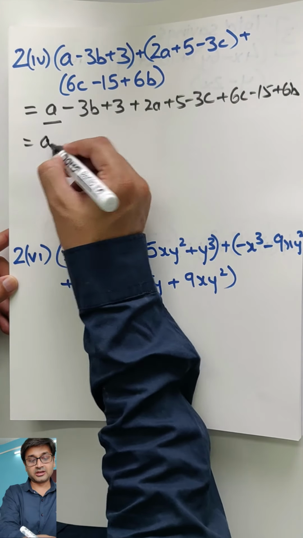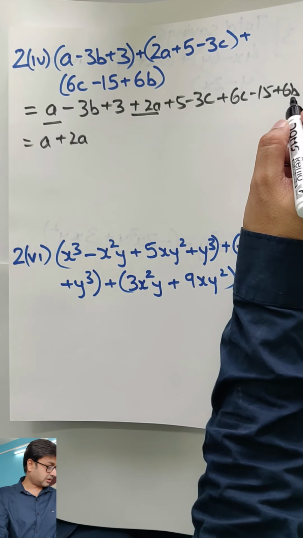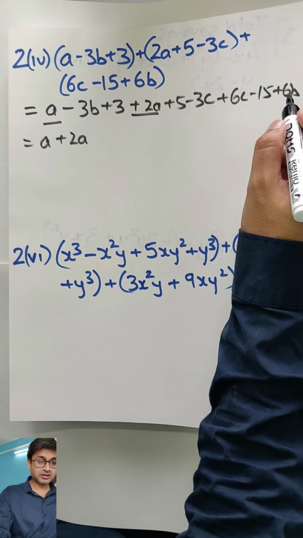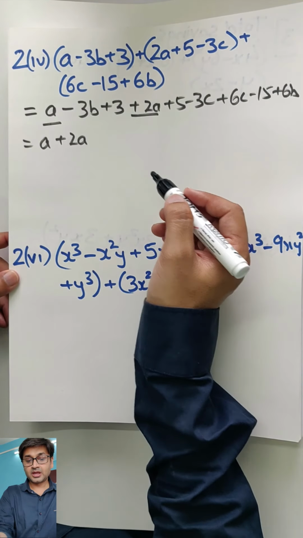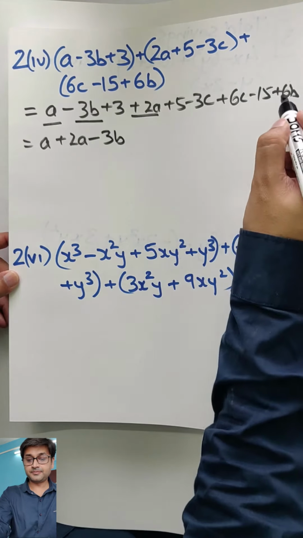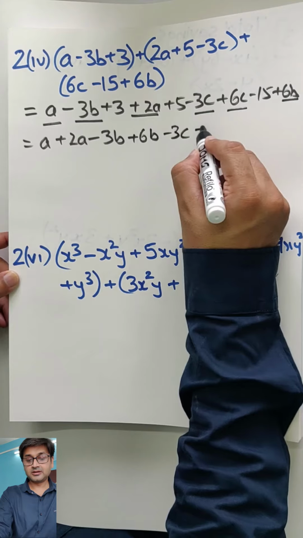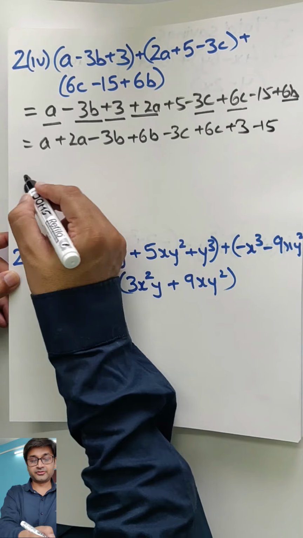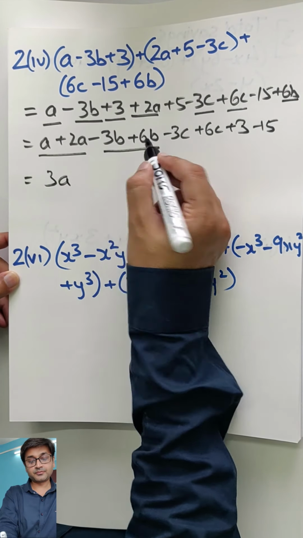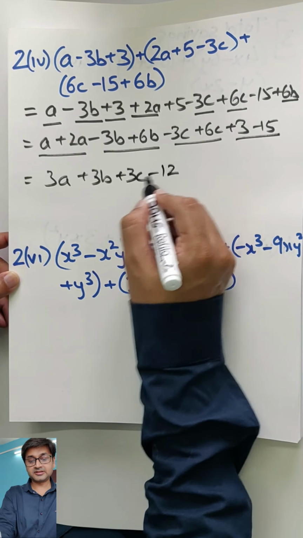Now get the like terms together. So a plus 2a. Over here is there an a? Let me check if I have copied this correct. This is 2 part 4. 6c 15. Yeah, no a over here. Alright. Then further. So a's are done. Now I'm taking b. So minus 3b plus 6b. Now let me take c. So minus 3c plus 6c. Underline so you don't skip anything. Plus 3 minus 15. So 2 plus 1, 3a plus 3b plus 3c minus 12.